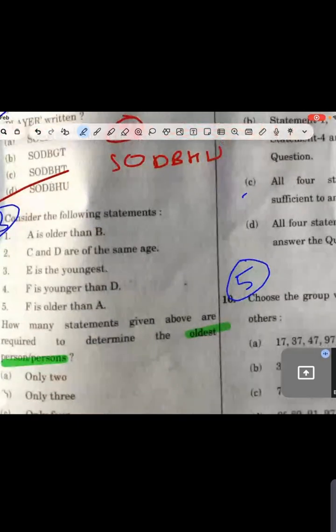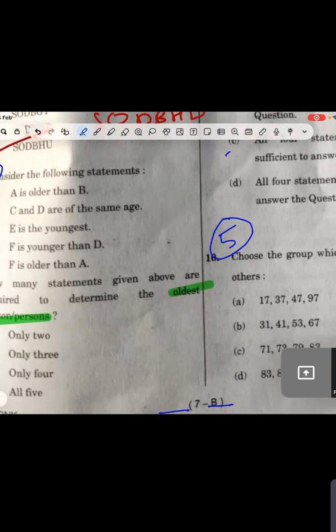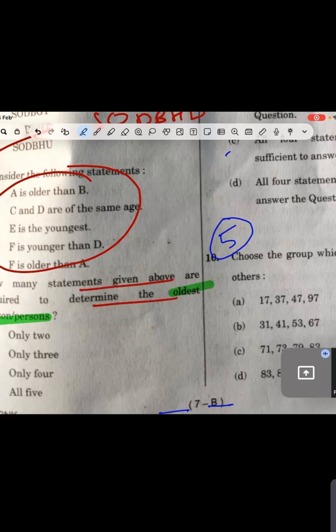Repeat question number three. How many statements given above are required to determine the oldest person or persons? See, this is the statement, guys. Now the question is saying how many statements are enough to determine the oldest person. In these types of questions, guys, be very careful, because this is a blood relationship question. They have given how many persons in total? I think one, two, three, four, five, six. Yes, six, A B C D. Six persons in total, right?